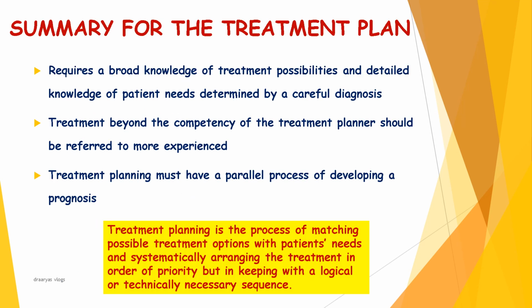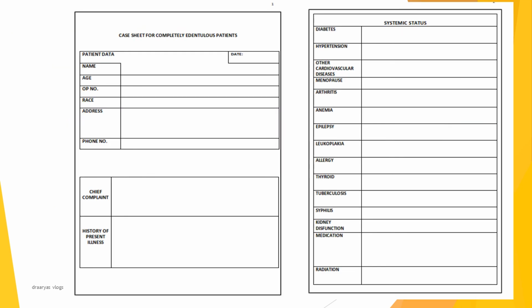So coming to the summary for the treatment plan. It requires a broad knowledge of treatment possibilities and detailed knowledge of patient needs determined by a careful diagnosis. Treatment beyond the competency of the treatment planner should be referred to someone more experienced. The treatment planning must have a parallel process of developing a prognosis. Thus, treatment planning can be summarized as the process of matching possible treatment options with the patient's needs and systematically arranging the treatment in order of priority but in keeping with a logical or technically necessary sequence. So that's all about the diagnosis and treatment planning in completely edentulous patients.